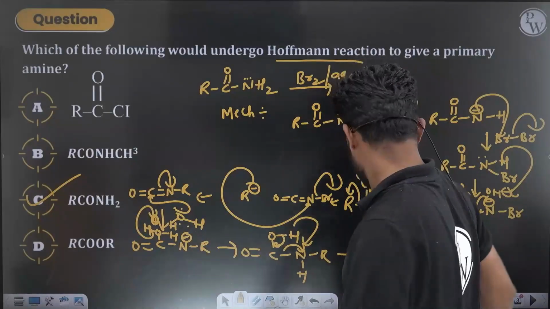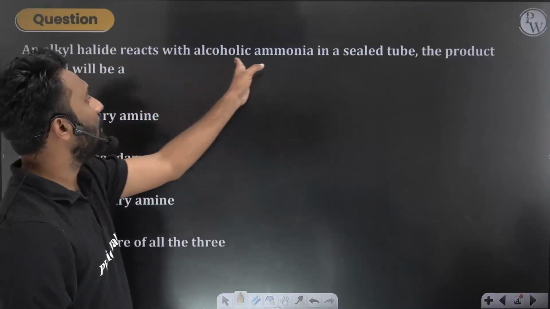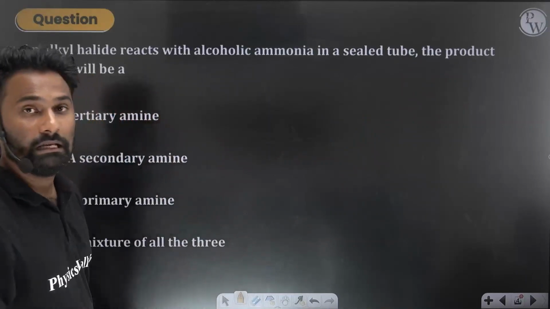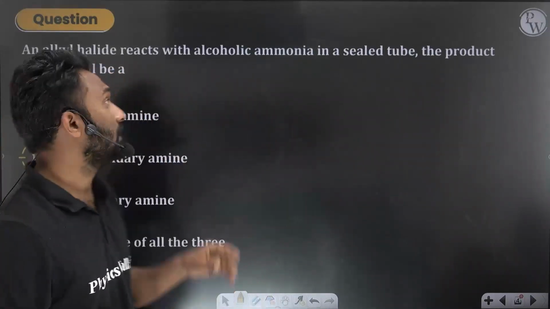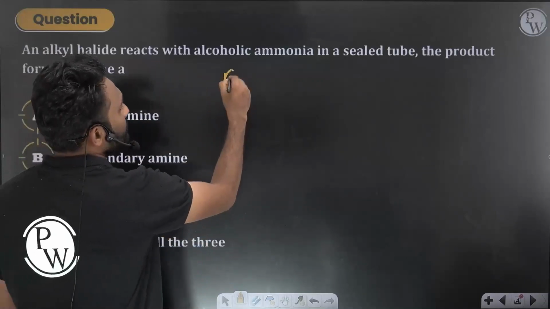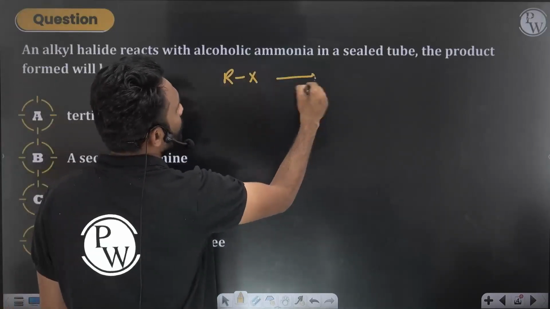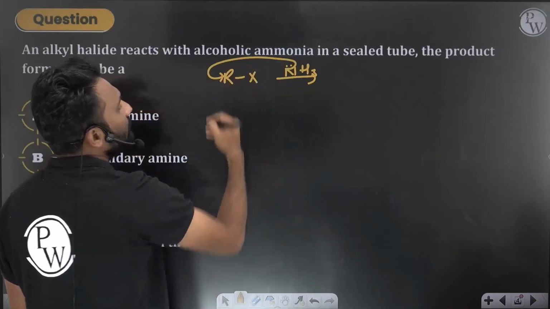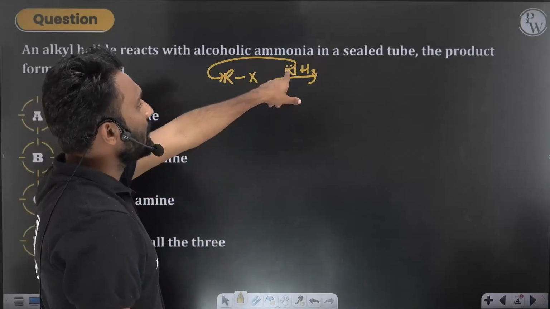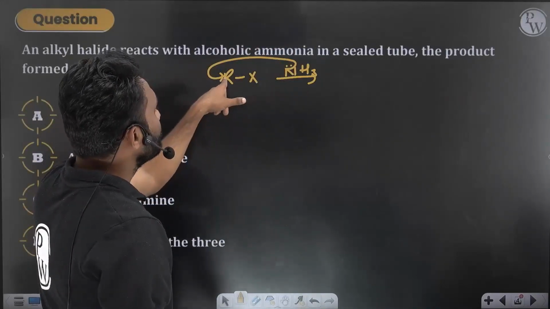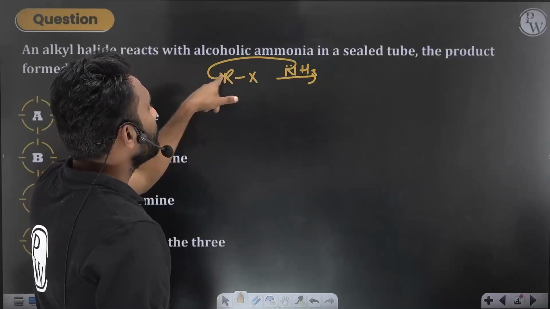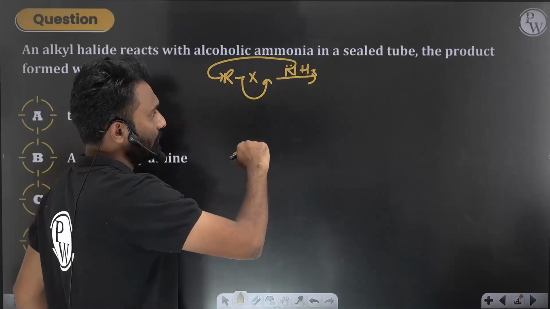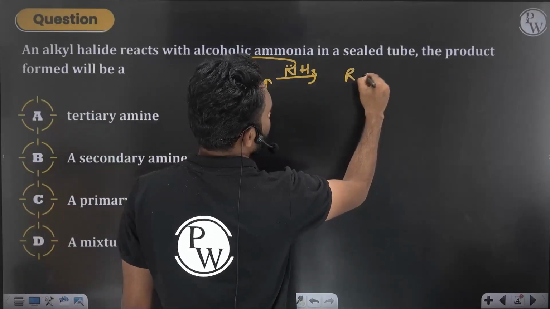Next. Alkyl halide reacts with alcoholic ammonia in a sealed tube, then the product formed will be? Here this is alkyl halide in the presence of ammonia. This will react by the SN2 mechanism. The lone pair of electrons on ammonia will attack the alkyl group from the back side, and halogens are good leaving groups, so the halogen will be eliminated from the front, and we'll get the R.